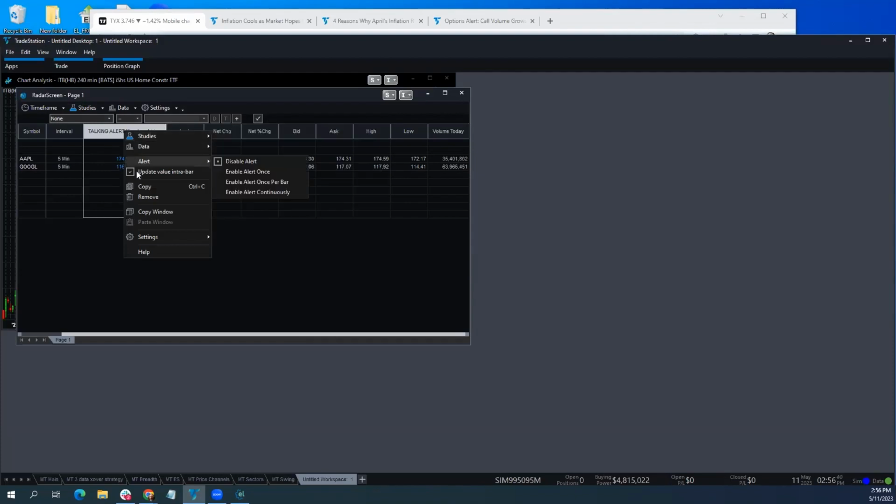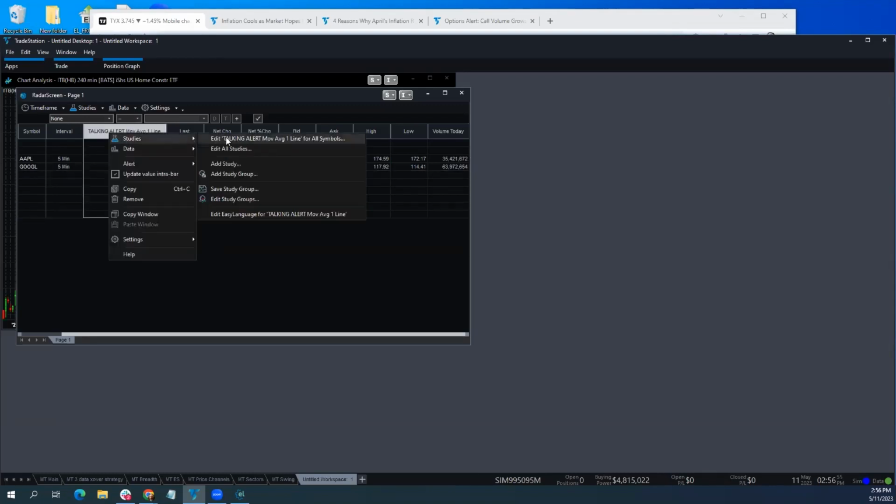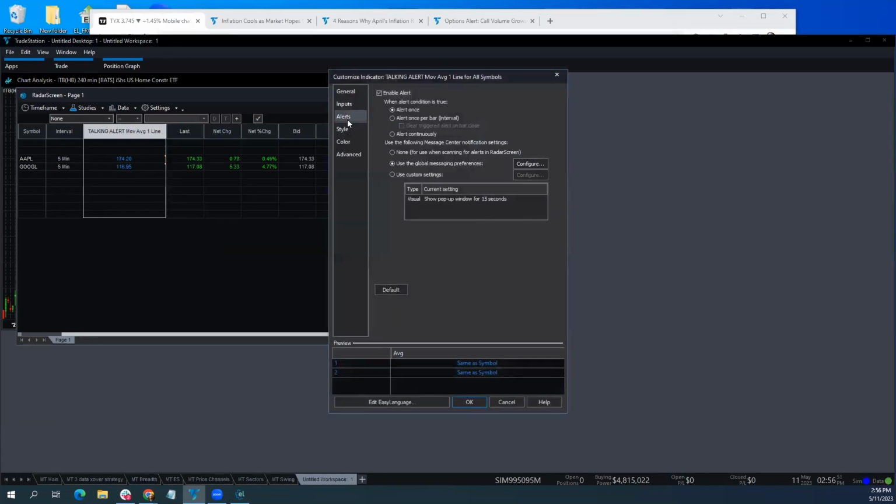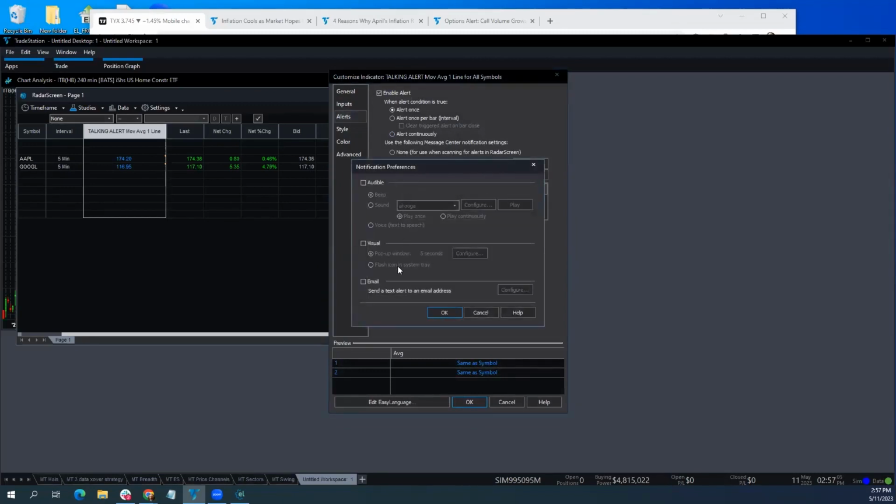And if we just go to now, this is now set for the 5-minute interval, it doesn't matter. What you now do is go to alert, and then we go to enable alert once, and then we go to studies, edit, and then you go to alert, and here you go to use custom settings. And then we go to configure.